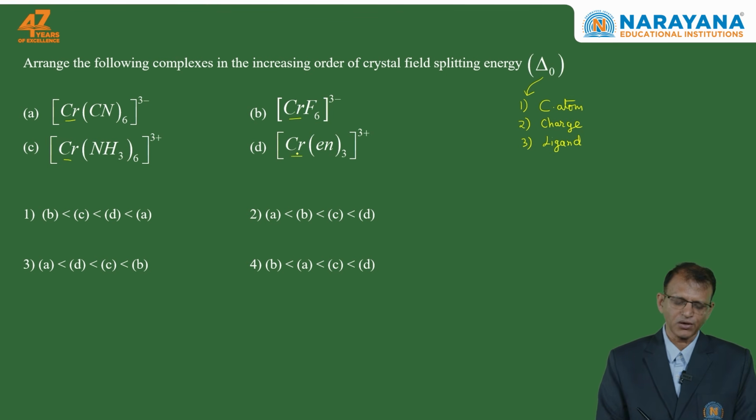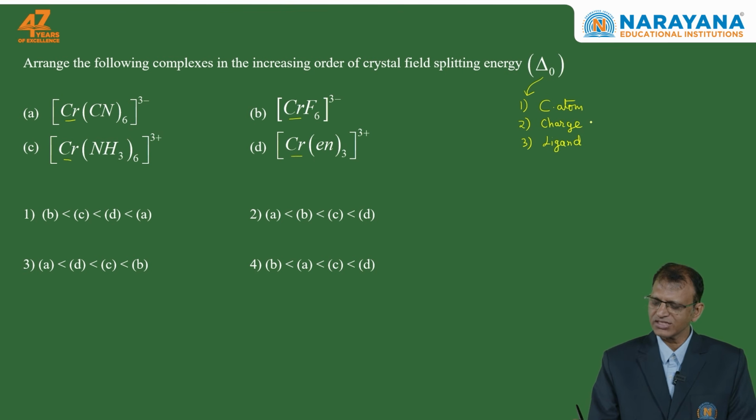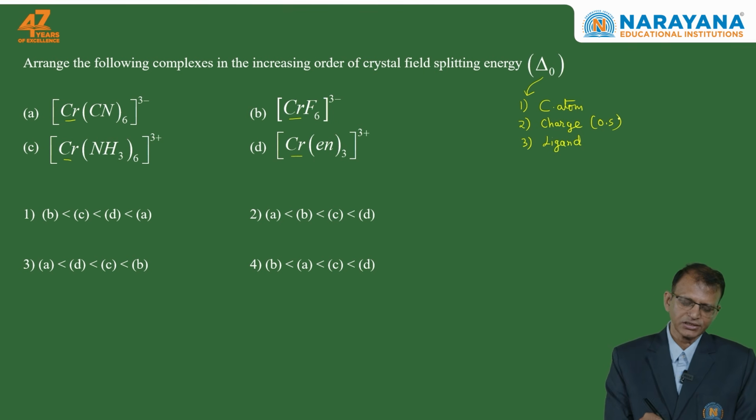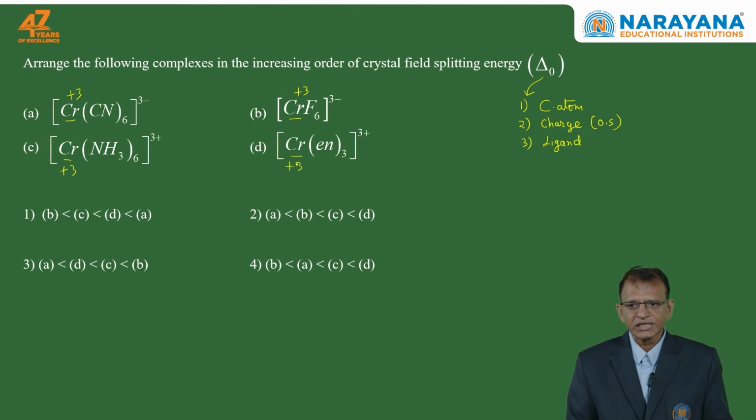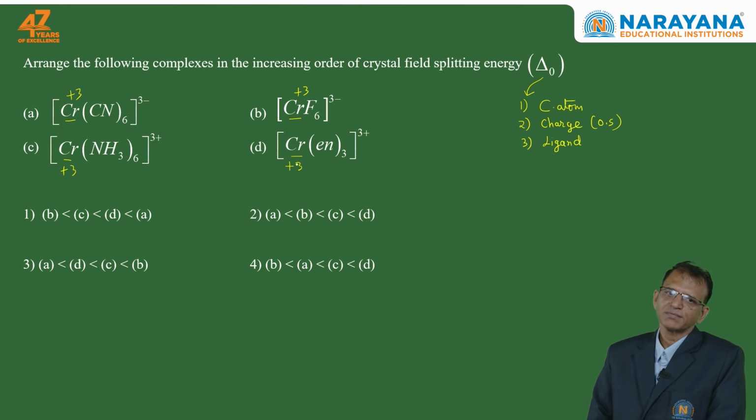If we calculate the oxidation state, it also matters here. Charge on the central atom means the oxidation state of the central atom, and in all the cases chromium is present in +3 oxidation state. So in all the options chromium is present in +3 oxidation state. Now the ligand will decide which has the higher value of crystal field splitting energy, right?